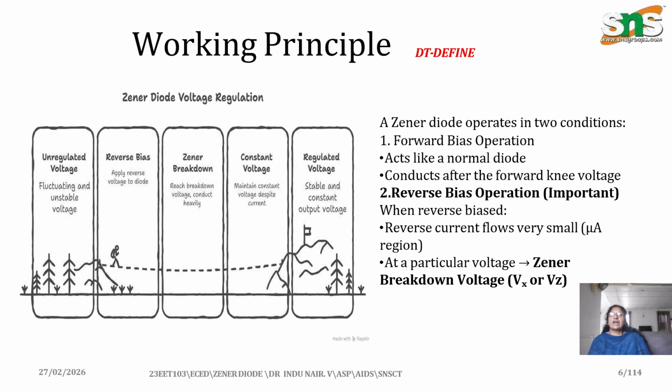Working principle: key characteristics and working principle. The most important thing is the reverse bias or reverse operation. In forward bias, it acts just like a normal diode, whereas in reverse operation, Zener diodes are designed to be operated in reverse bias, with the cathode positive relative to the anode. Zener breakdown: once the reverse voltage hits a specific Vz, the depletion region becomes very thin, allowing electrons to tunnel through, allowing current to flow.